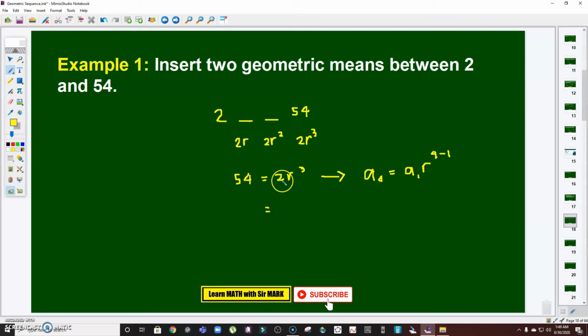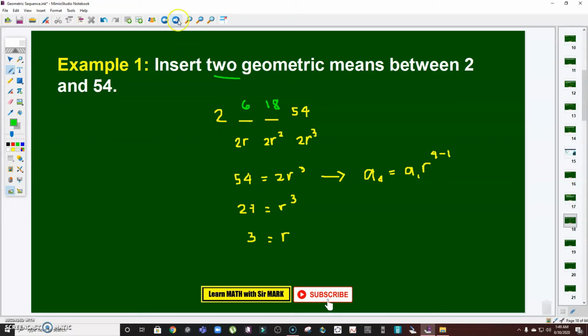So, 54 divided by 2 will give us 27. That 27 is equal to r cubed. So get the cube root of both sides. The cube root of 27 will become 3. So what does that mean? If our common ratio is 3, then to obtain the second term, that will be 2 times 3, and that is 6. See that? 6 times 3 will give us 18. 18 times 3 will give us the fourth term, which is 54. So the two geometric means that we have to insert between 2 and 54 are 6 and 18.